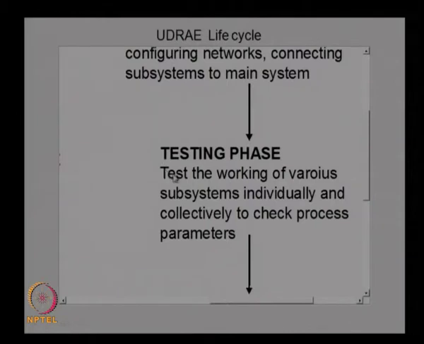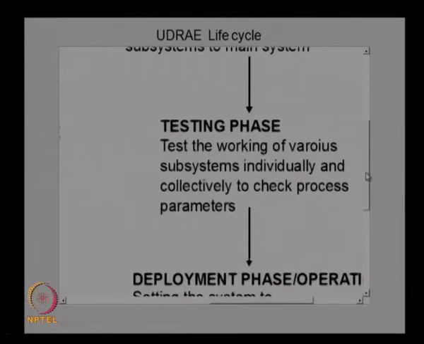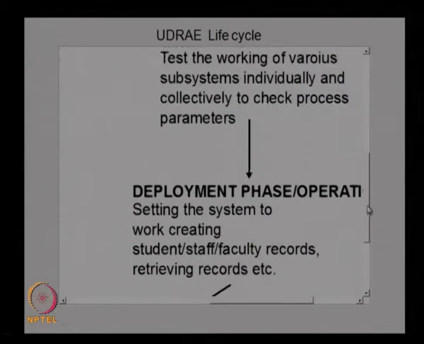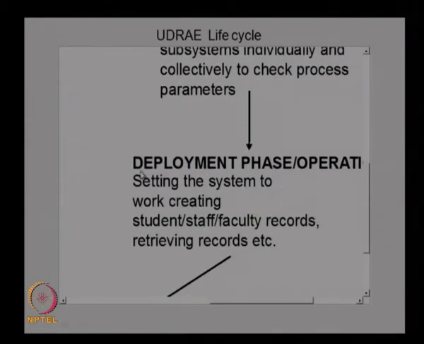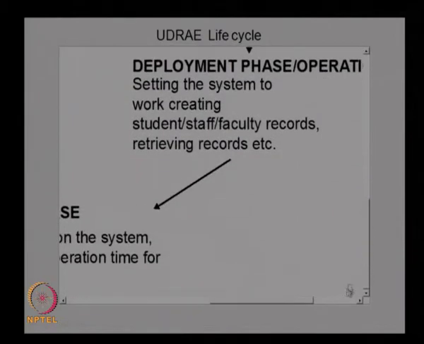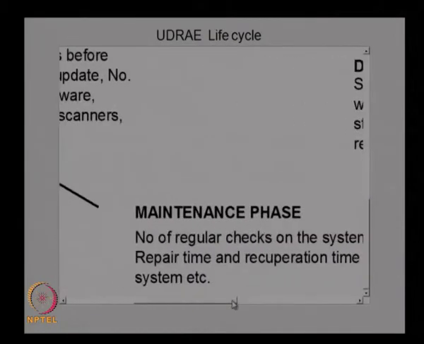Here we test the working of various subsystems individually and collectively to check the process parameters. We will run for a few days or a few weeks to see whether the system is working perfectly, and depending on the output, the refinement of the system will take place, and once that is done, it will be deployed for operation. This is the deployment phase of the system, and once deployed, it is more about maintenance.